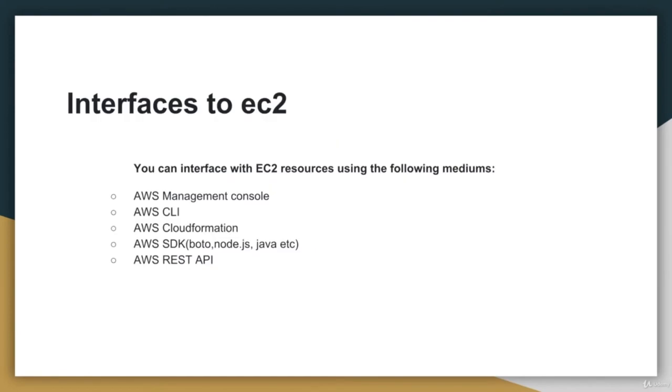You can interact with EC2 by using these methods. Obviously, we have been using the management console to work with EC2, but you can also use the command line interface where you type in some simple commands and you can interact with EC2: describe, list, create, delete. We have a lab on this. You can also use CloudFormation to provision EC2 instances and also destroy EC2 instances that are created by CloudFormation. You can also use AWS Software Development Kit to work with EC2 instances, and also the AWS REST APIs. We'll look into the command line interface in one of our labs.